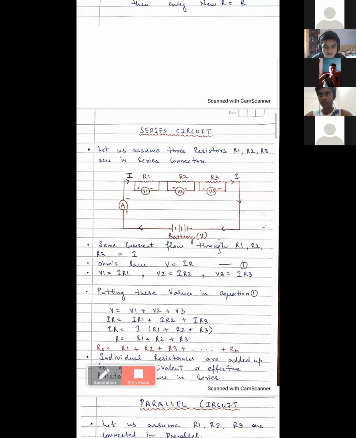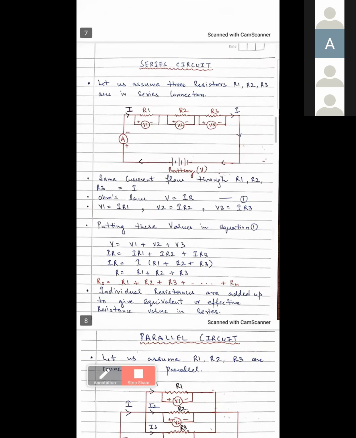Substituting the values from above, IR equals IR1 plus IR2 plus IR3. I am taking I common from the right hand side and I is cancelled on both sides. R equals R1 plus R2 plus R3. So in a series circuit, the equivalent resistance is added up. Understood this derivation? You should remember, in a series circuit, individual resistances are added up to give the equivalent or effective resistance of the circuit.